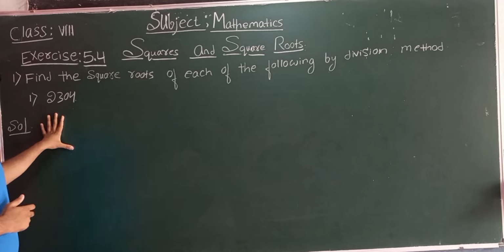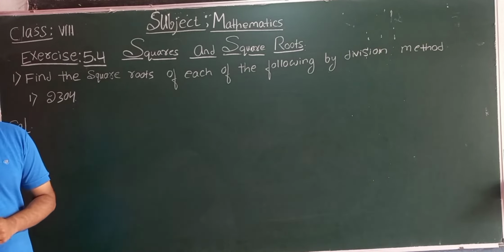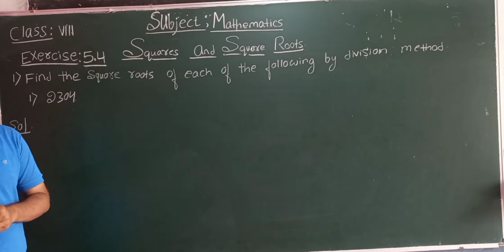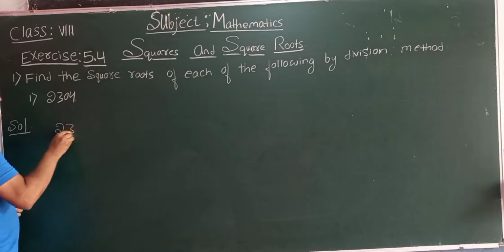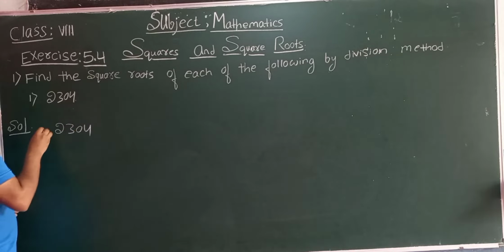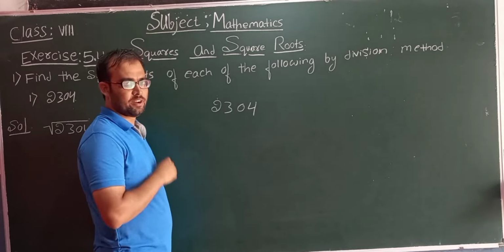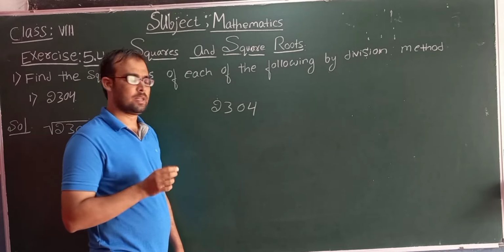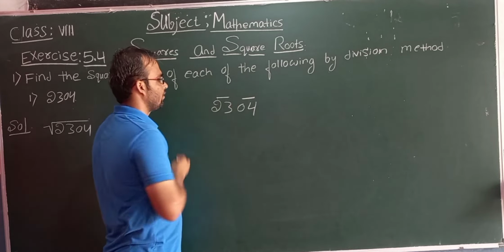Look here, what they have given: 2304. We need to find the square root of this number using the division method. Students, here we have taken the number. Now what is the first step? Start pairing the number from the last digit, this one and this one.